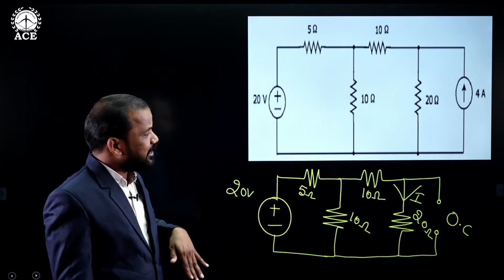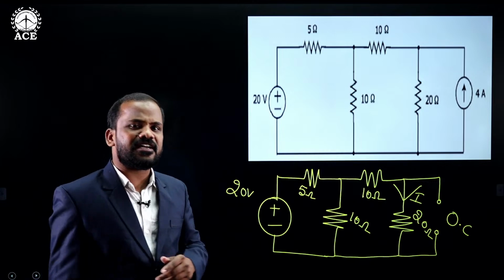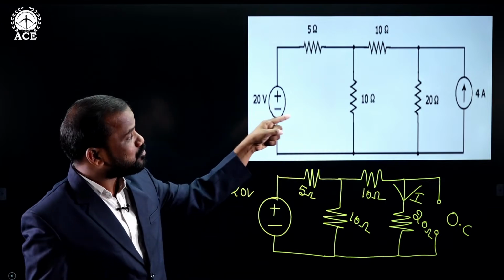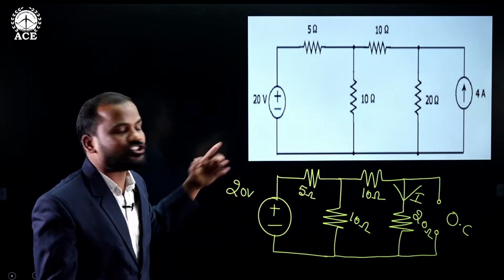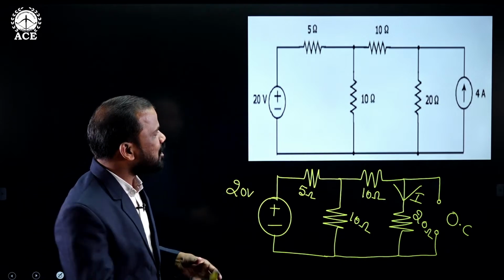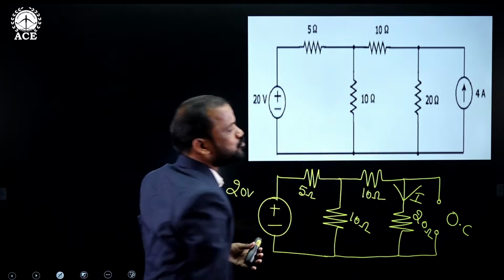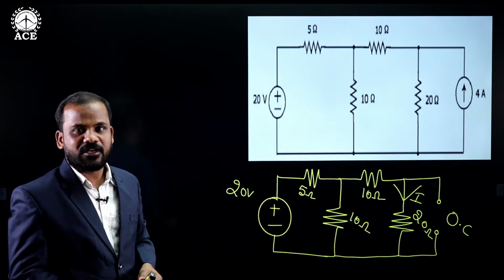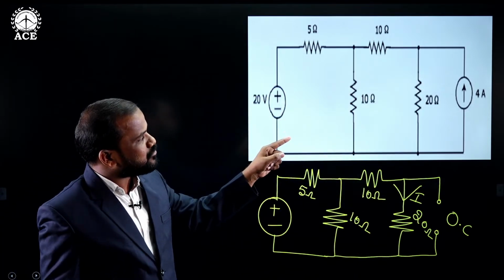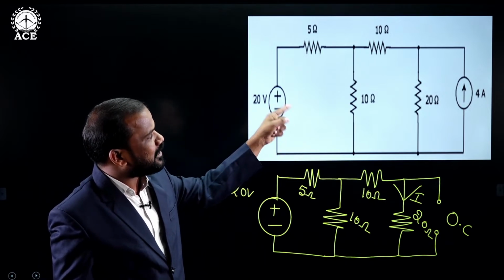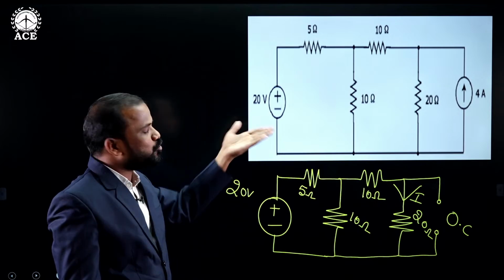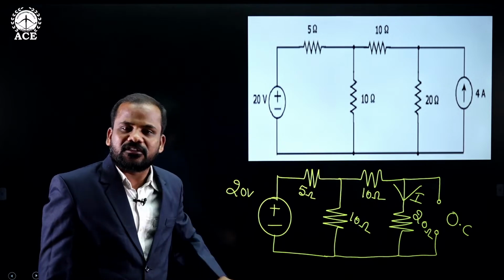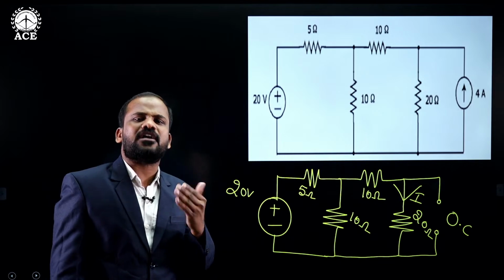Okay, like that. Again go for the second case. What is the second case? When the 4 ampere current source is acting alone, then the voltage source will be acting as a short circuit. Then again, how much current is flowing through the 20 ohms? If we find that, then by adding these two currents, it will give the total current which is flowing through the 20 ohms.